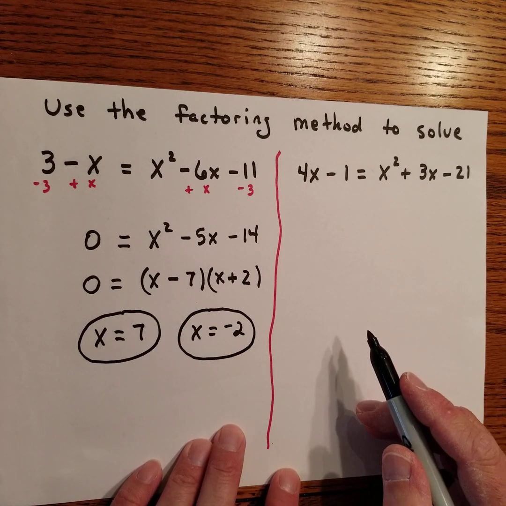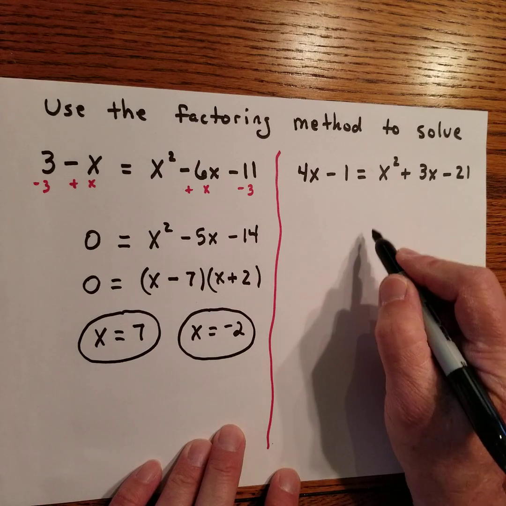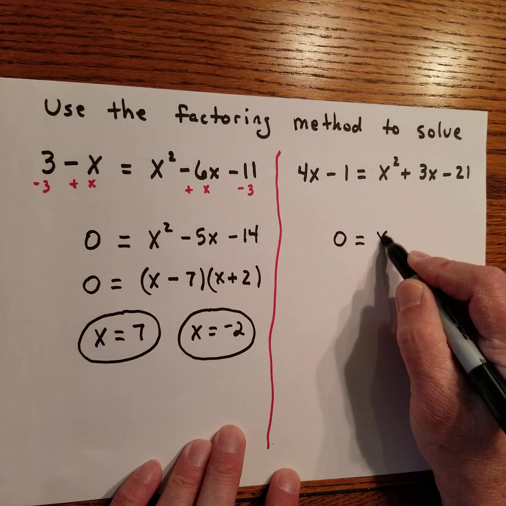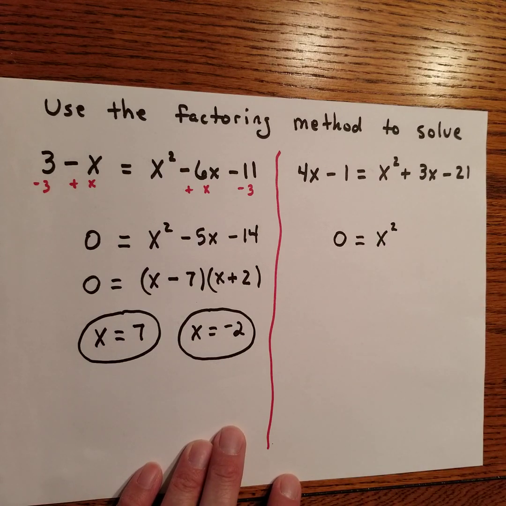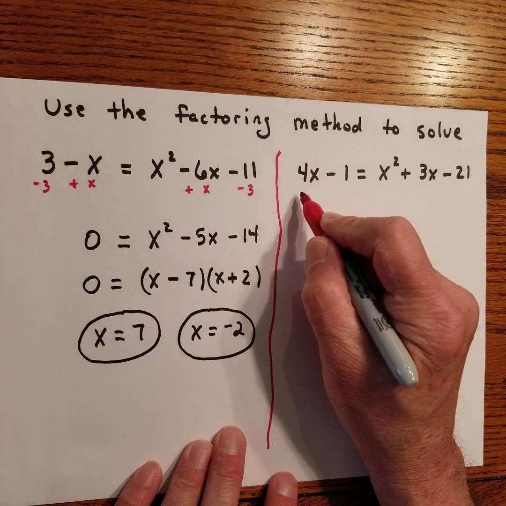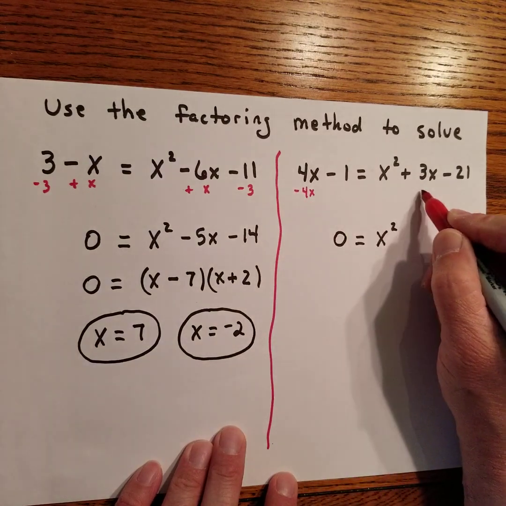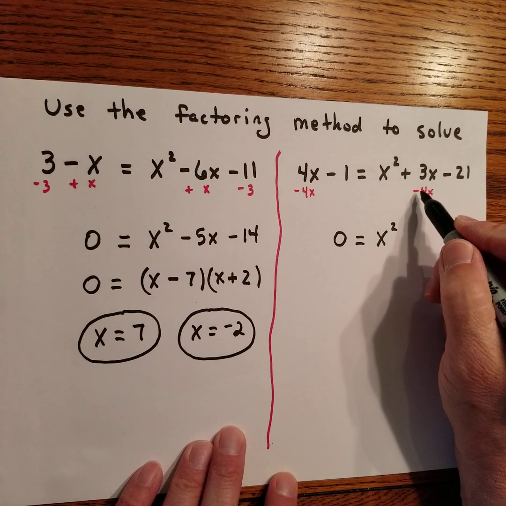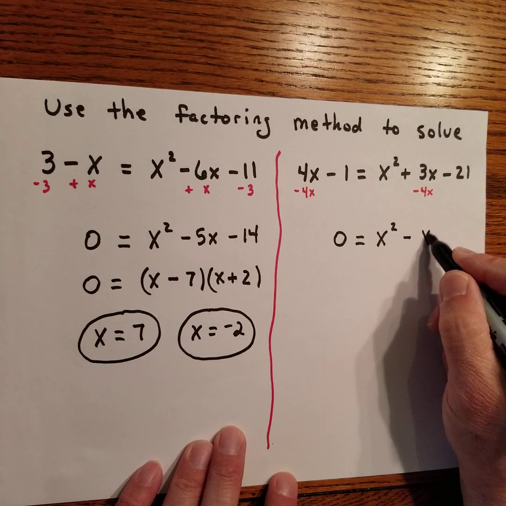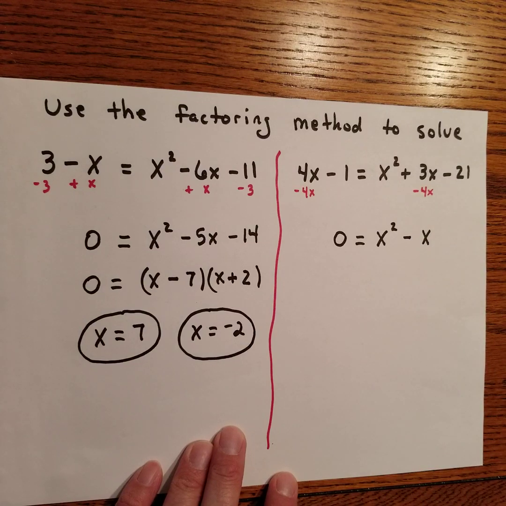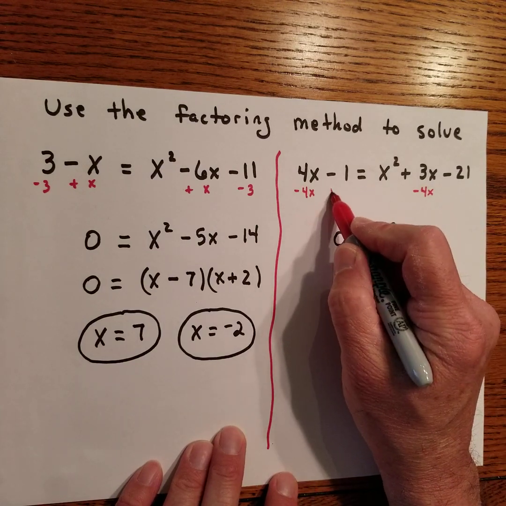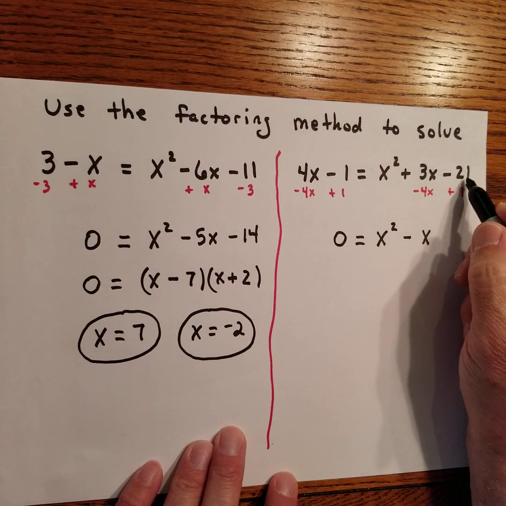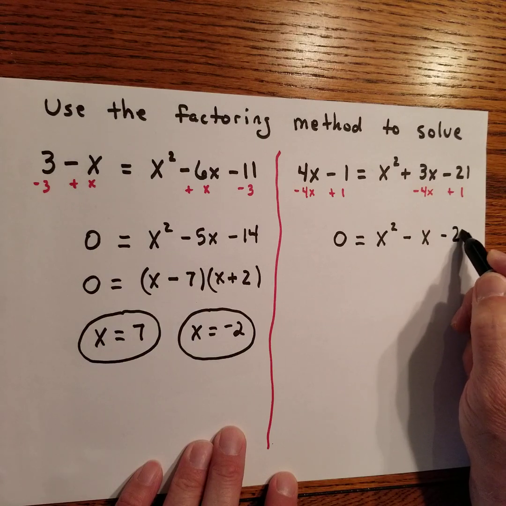Let's try this one. It's quadratic, so I should set it equal to 0. The x squared is positive. I like it right where it's at. Let's get rid of this positive 4x by subtracting 4x. 3x minus 4x is negative 1x. We'll get rid of this minus 1 by adding 1. Negative 21 and 1 is negative 20.